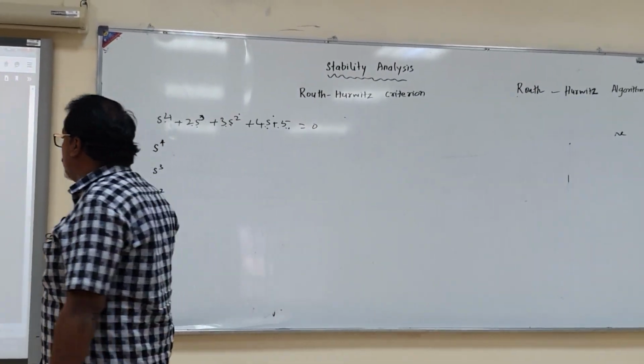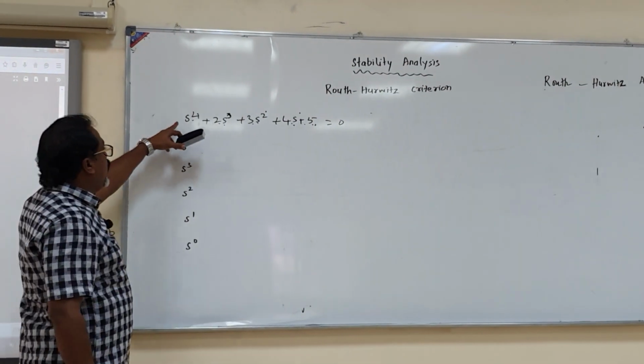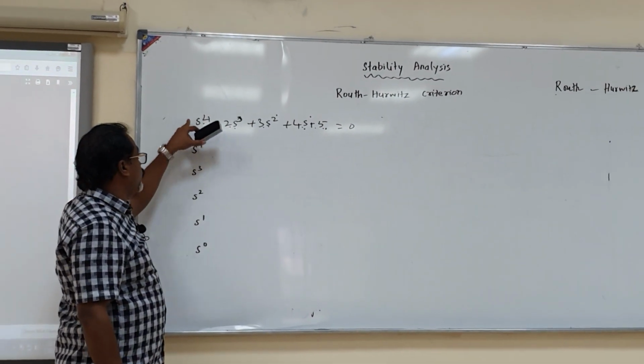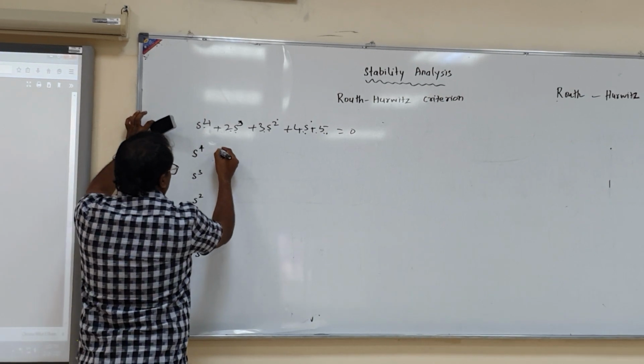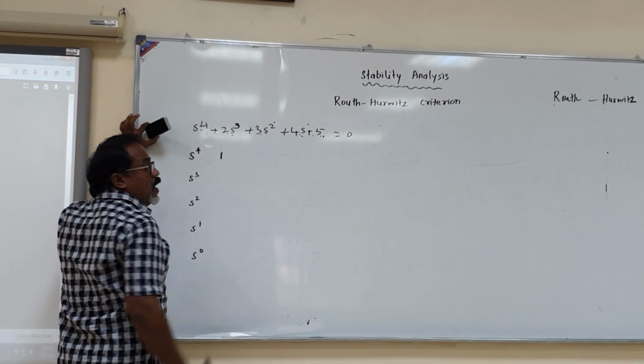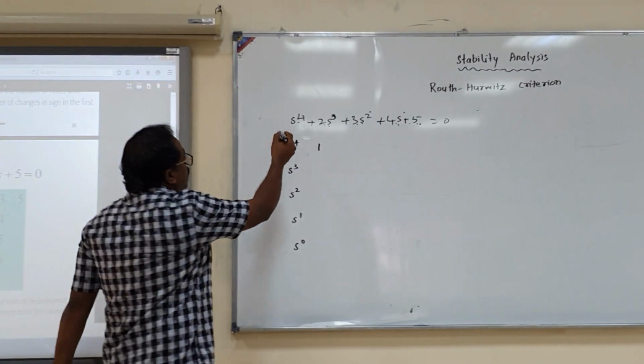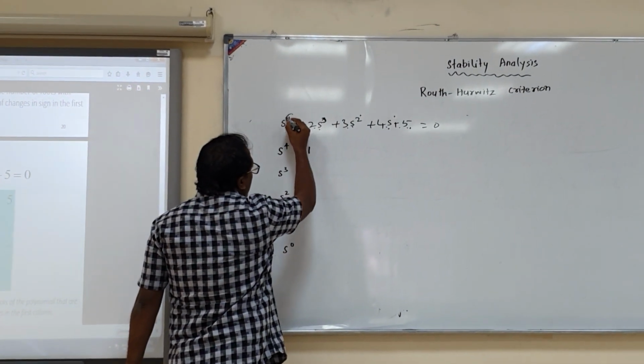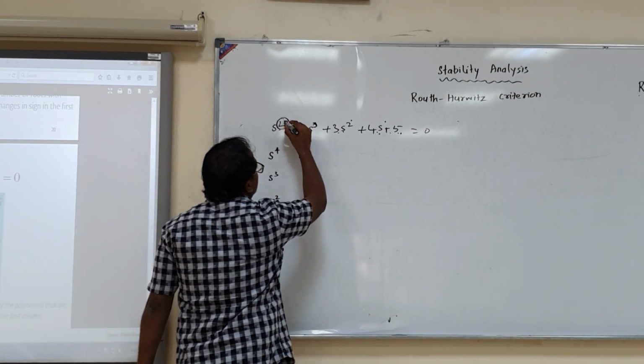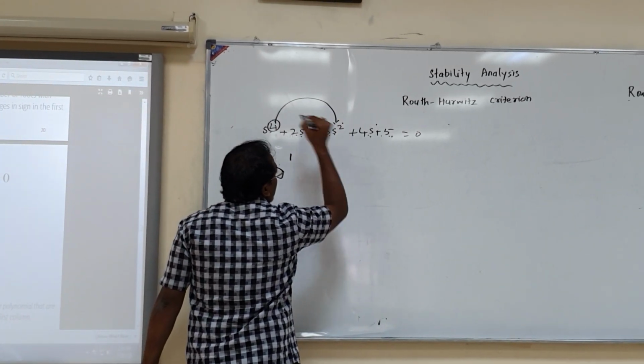First we are going to write the coefficient of s power 4. So what is the coefficient of s power 4? 1 will be the coefficient of s power 4. Then after that, since this is an even number, you have to jump in the even number coefficient.